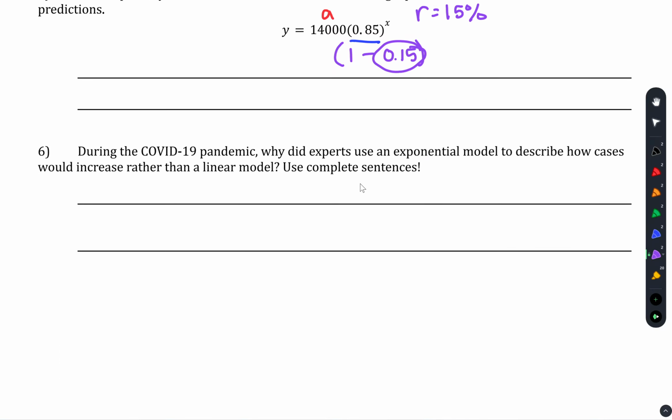Lastly, number 6, during the COVID-19 pandemic, why did experts use an exponential model to describe how cases would increase rather than a linear model? Use complete sentences. I would answer this as cases increased rapidly and the speed at which people were infected increased, so it was better than a linear model. If I was talking about a linear model, it would be as if my cases were growing steady over time. However, when we talk about COVID-19 and the spread of disease, our models usually look more like this exponential growth.